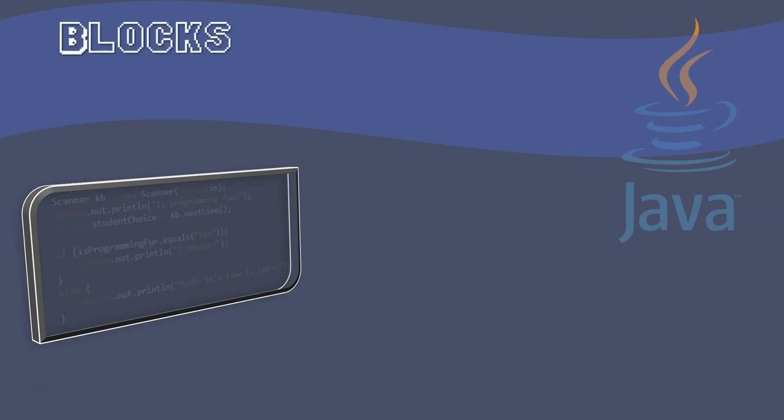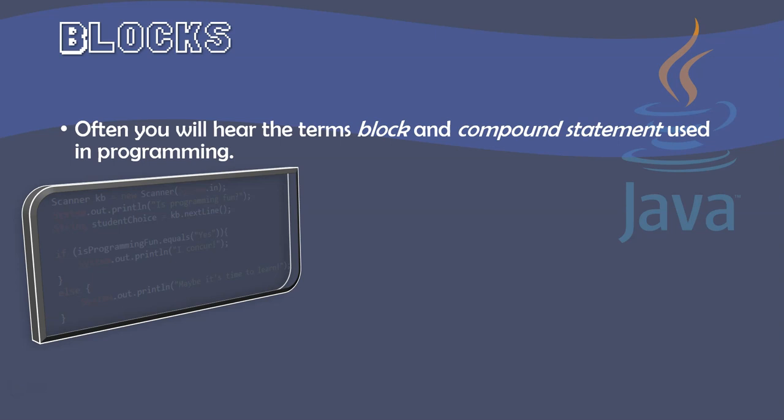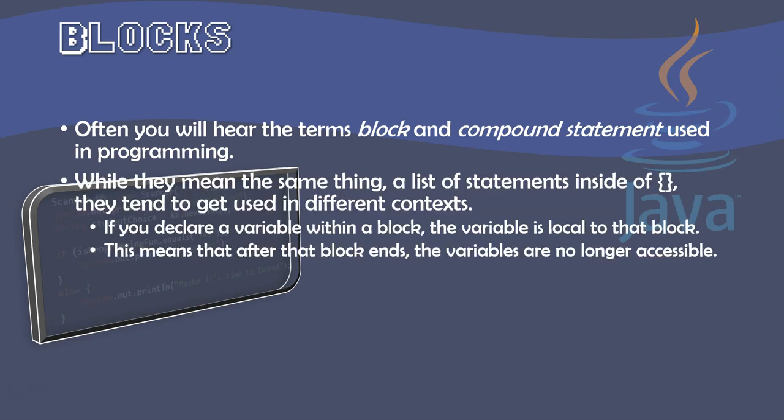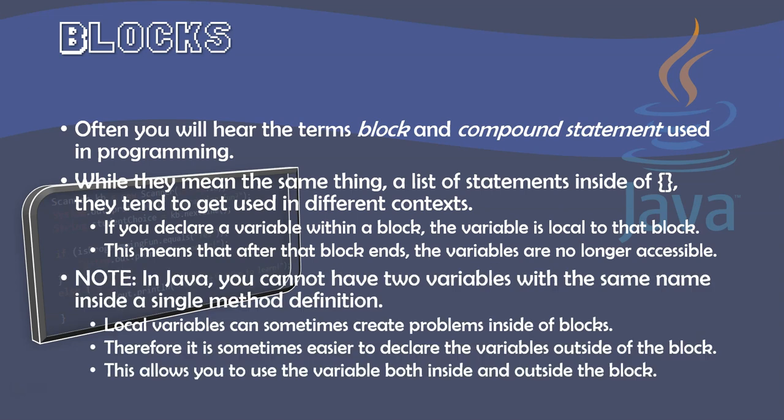And the last thing I want to touch base on is blocks. Often you'll hear the terms block and compound statement used in programming. While they can mean the same thing, a list of statements inside of curly brackets, they do tend to have some different meanings based on the context. For example, if we declare a variable within a block, the variable is local to that block. This means that after that block ends, the variable is no longer accessible.